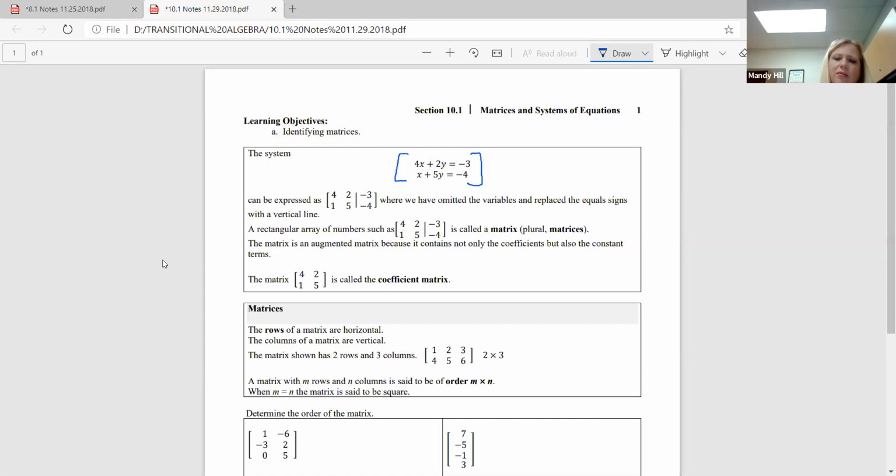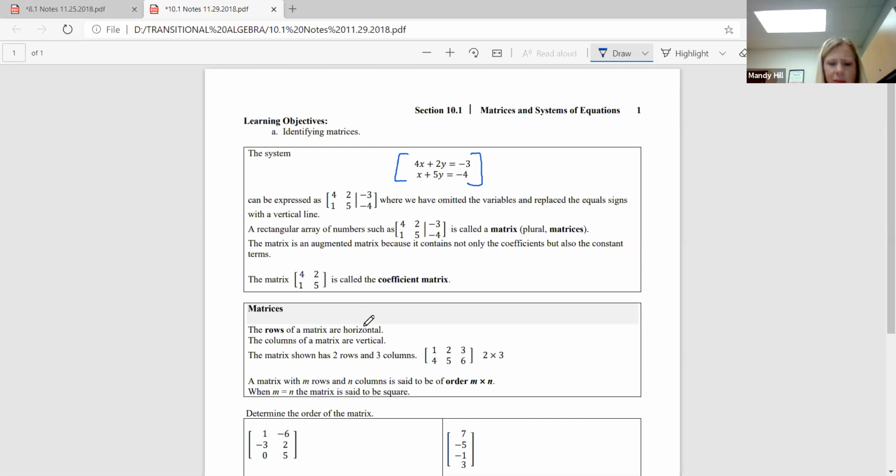Here we have omitted the variables and replaced the equal signs with a vertical line. A regular array of numbers such as this is called a matrix. And if we have more than one of these, we call them matrices. This matrix is an augmented matrix because it contains not only the coefficients, but also the constant terms. This matrix down here is called the coefficient matrix. If you look, it doesn't have anything after the equal sign. The coefficient matrix drops that off, okay?